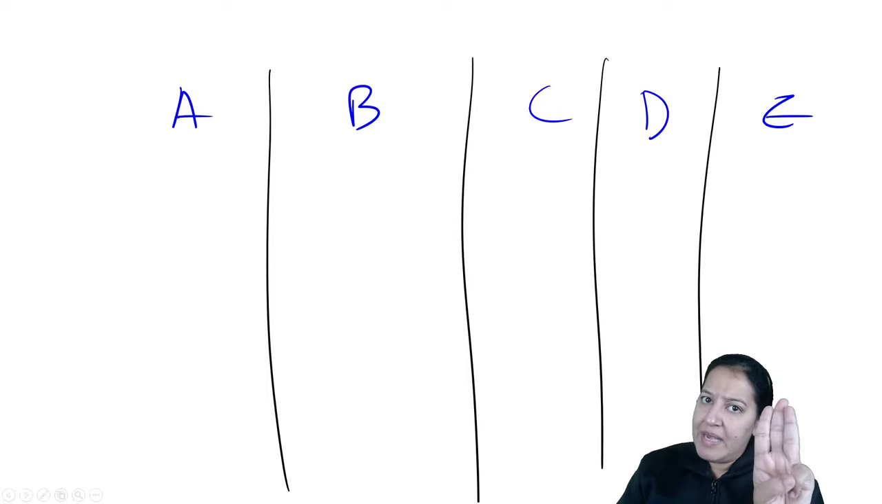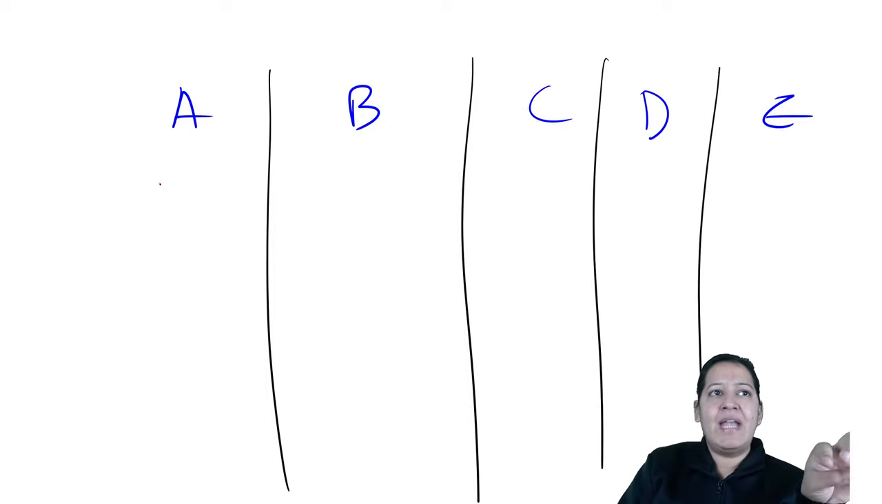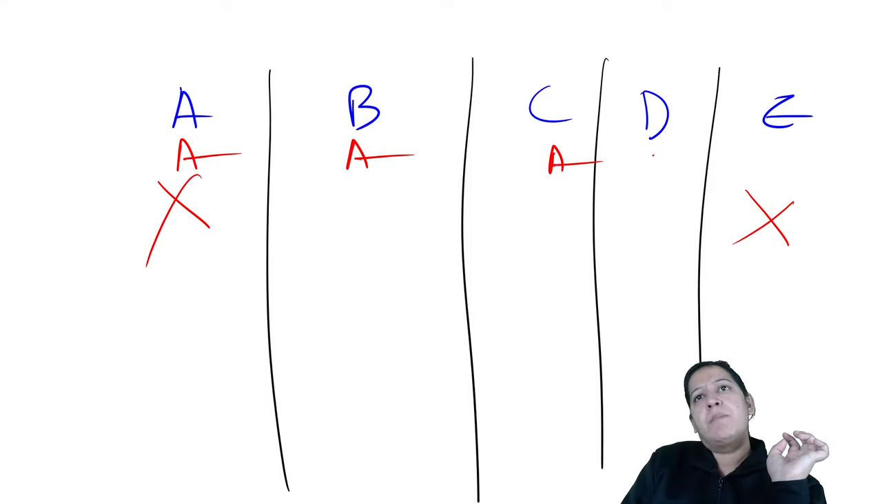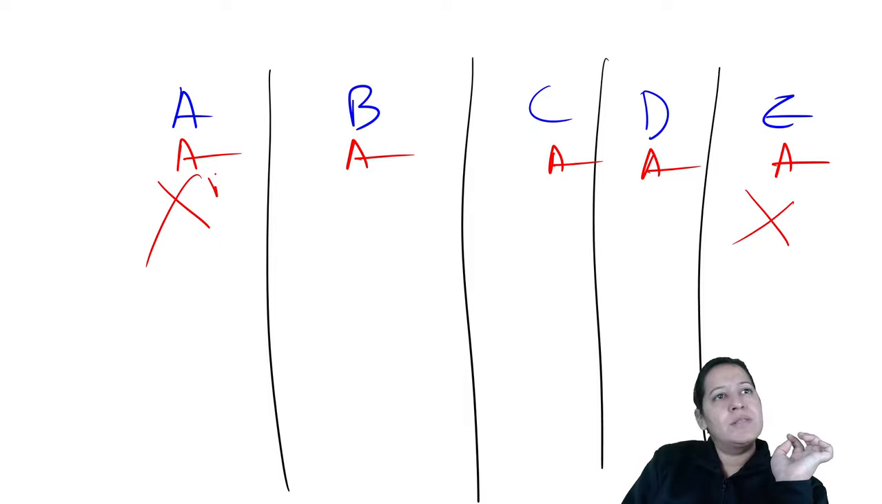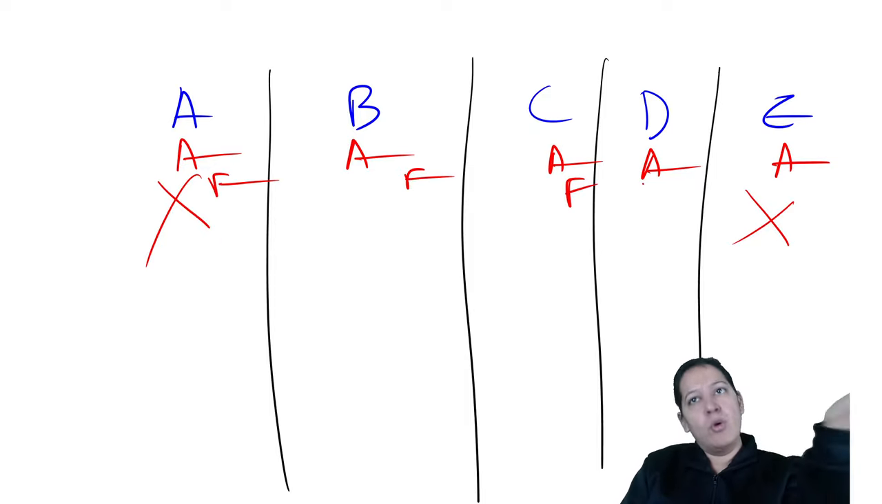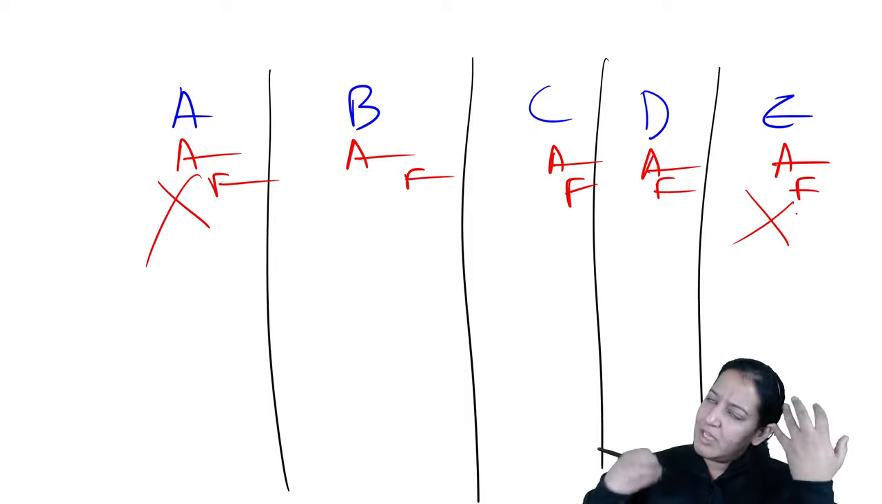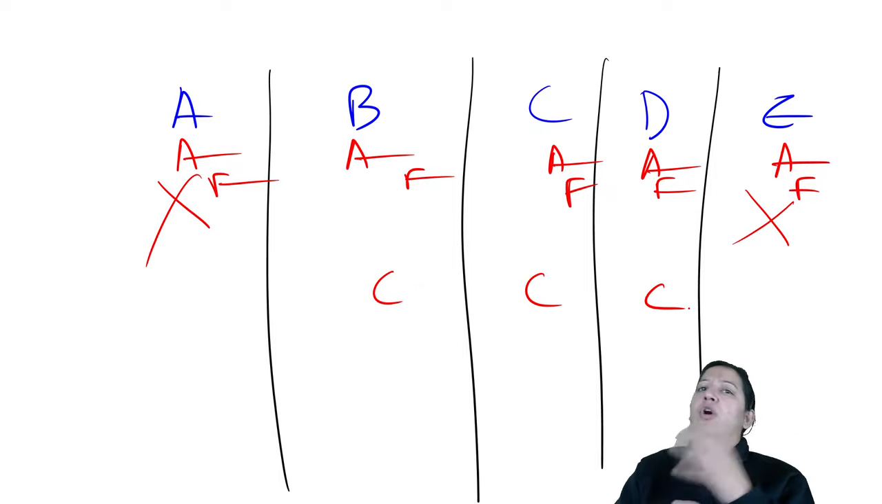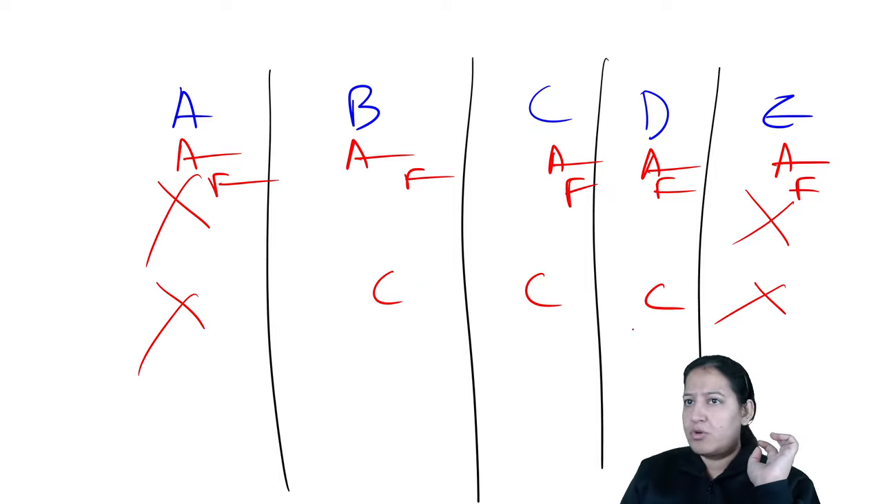Acute, chronic and fulminant. There are three types of hepatitis. A and E do not cause chronic. Acute is caused by all of them. All of them cause fulminant also, because fulminant is the most severe form of acute. Because acute is present in all, fulminant is also present in all. Right? But chronic is absent in A and E. So B, C, D can cause chronic. A and E do not cause chronic.